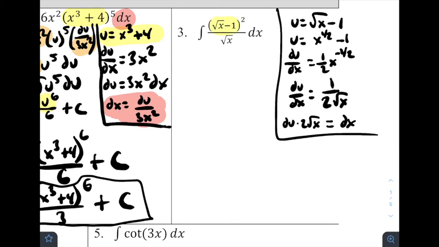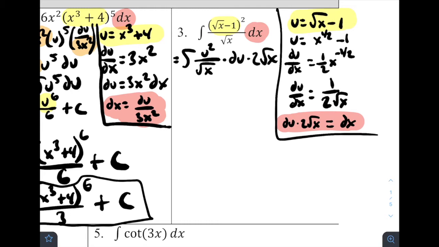We know that the square root of x minus 1 is our u. We know that du times 2 root x is our dx. Everything else we're going to leave the same, and then we're going to see what cancels out. So we've got the integral of u squared divided by the square root of x times du times 2 root x. Well, what do we notice? What do we see that cancels?